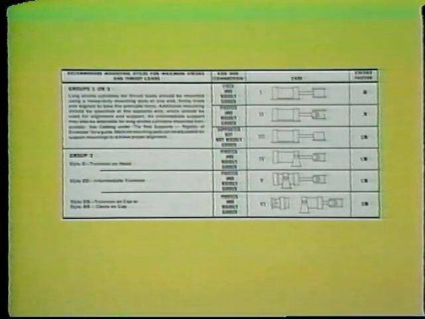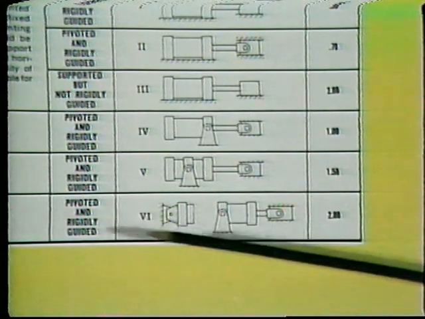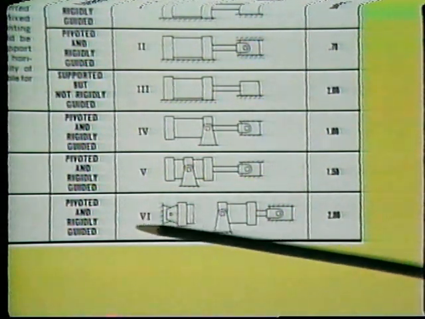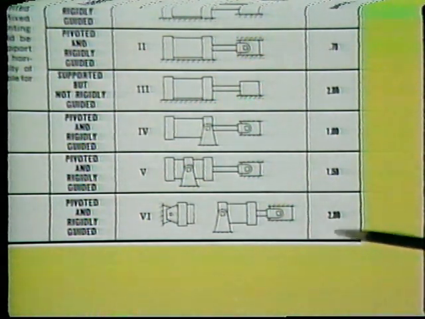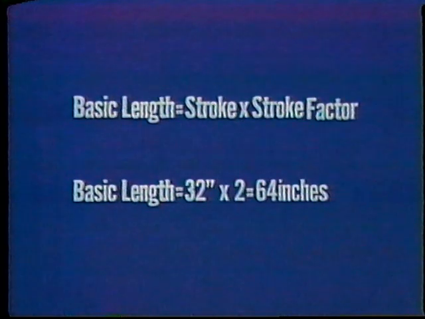Well, since the force on the rod will vary with different mounting styles, we've got to find out the basic length, and that means we'll need to find the stroke factor, just as we did with the stop tube. A trunnion mount is a Group 2 style, and we've got a Case 6 load, so the stroke factor is 2. If we substitute the actual stroke of 32 inches and our stroke factor of 2, we can calculate a basic length of 32 times 2, or 64.